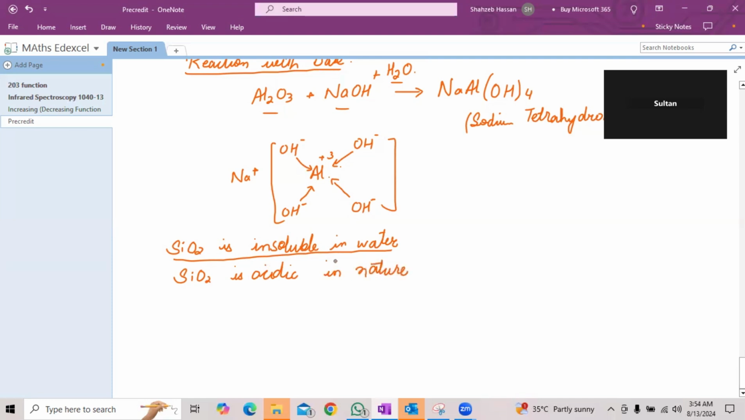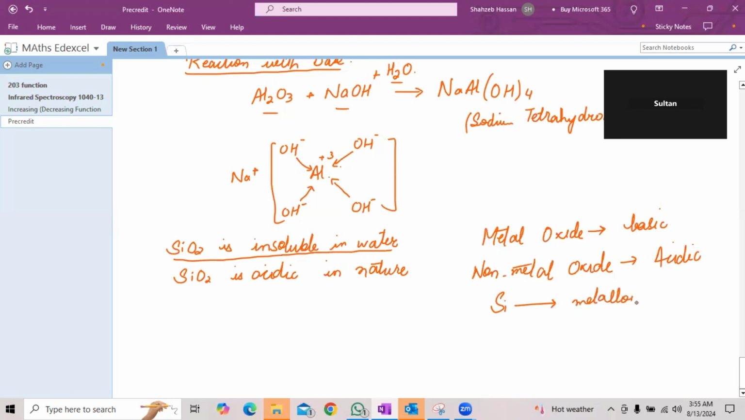Silicon dioxide is basically acidic in nature, although we know that metal oxides are basic and non-metal oxides are acidic. But as we know that silicon is a metalloid, its oxide is also acidic.